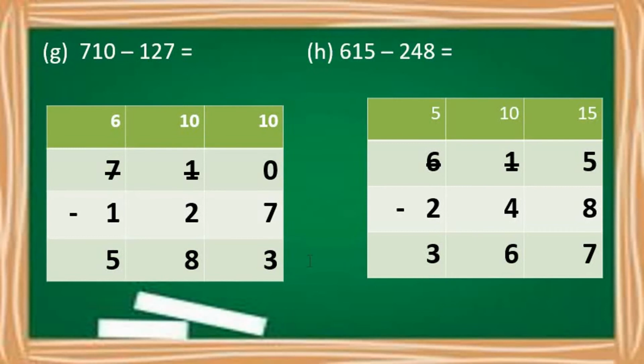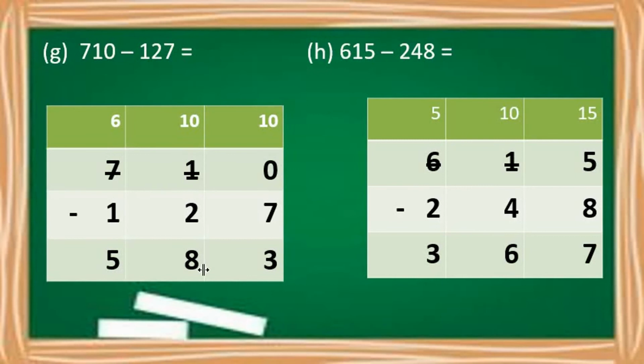Understood? Again I am repeating for you all, students. 710 minus 127. 0 minus 7, we cannot take out 7 from 0. So take the borrow. 10 minus 7 is equal to 3. And we cut the further digit and put the smaller digit. 0 minus 2. Again, is this not possible? So 10 minus 2. So how many, all students? 10 minus 2 is equal to 8.